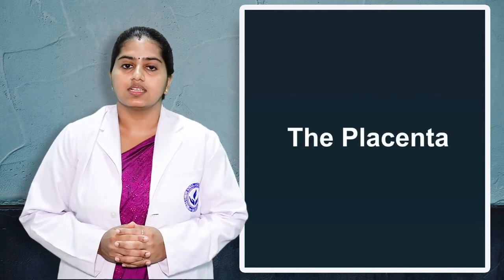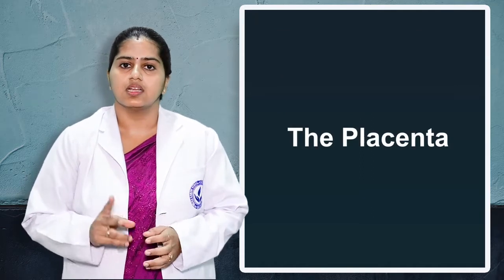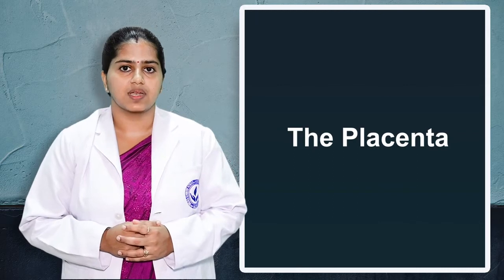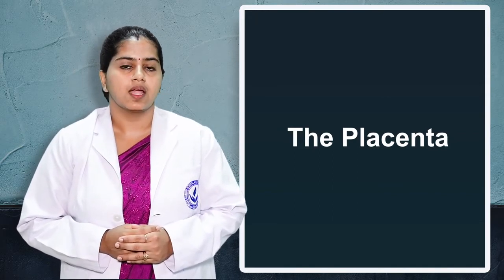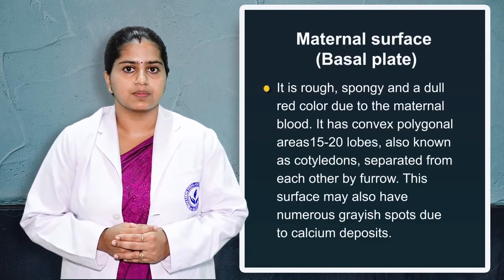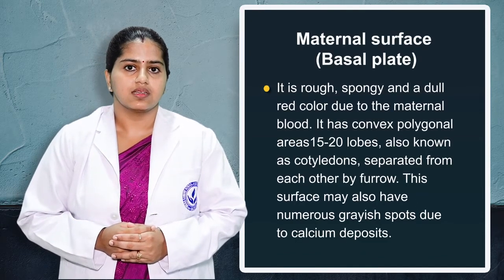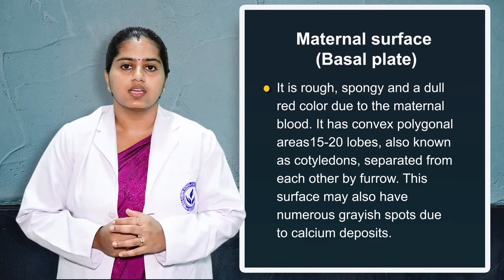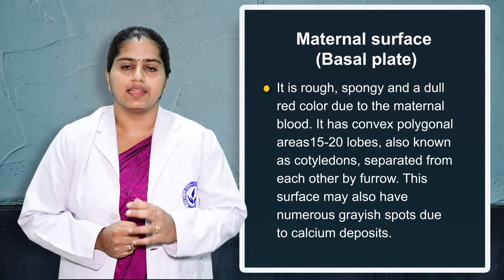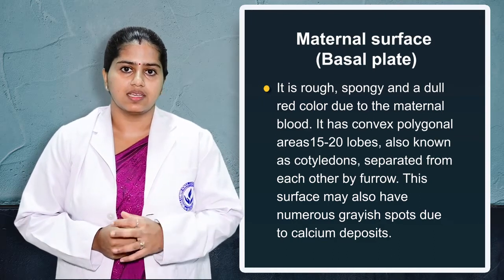Next, we'll see what surfaces come under the placenta. There are two surfaces: one is the maternal surface and the other is the fetal surface. The maternal surface is otherwise known as the basal plate. This is rough and soft and red in nature. Why? Because maternal blood is there.